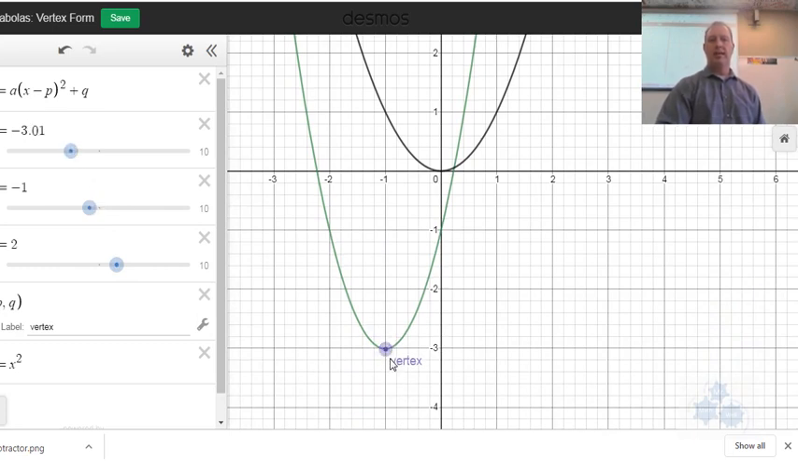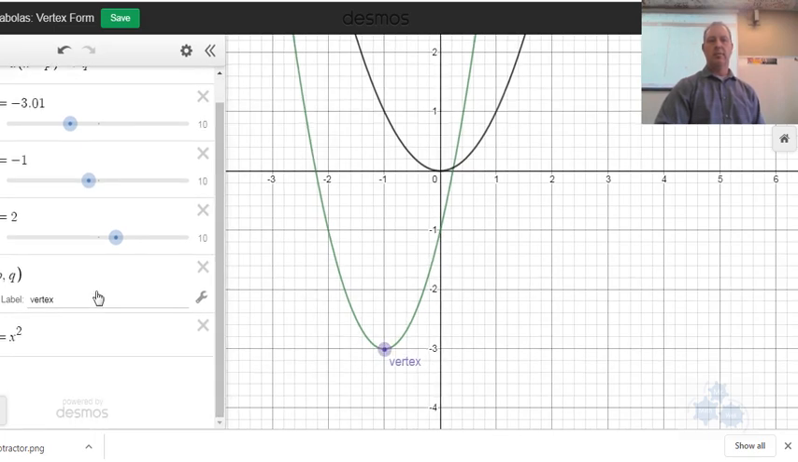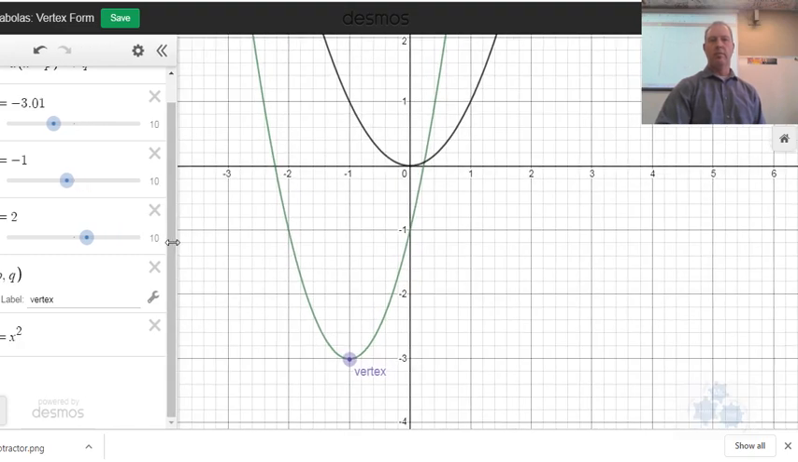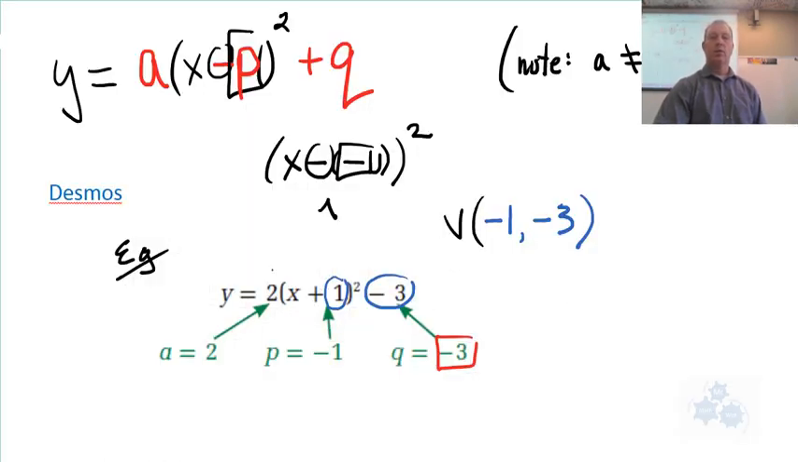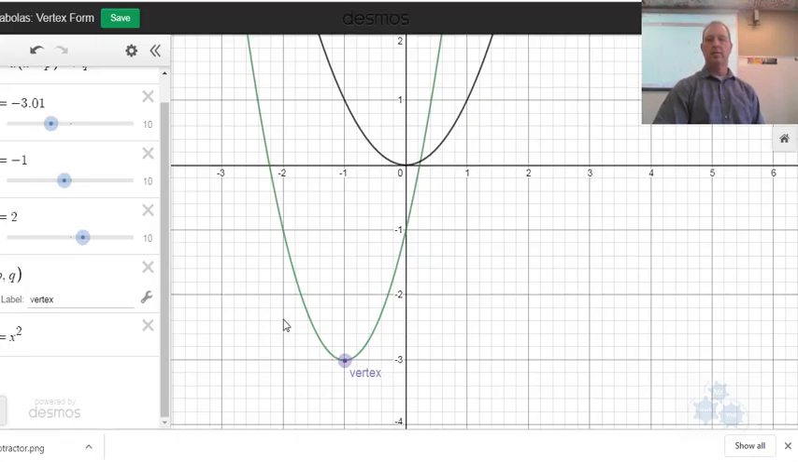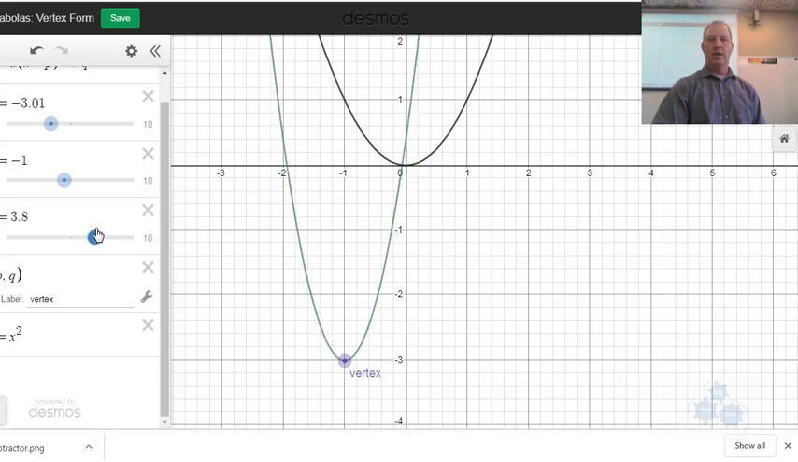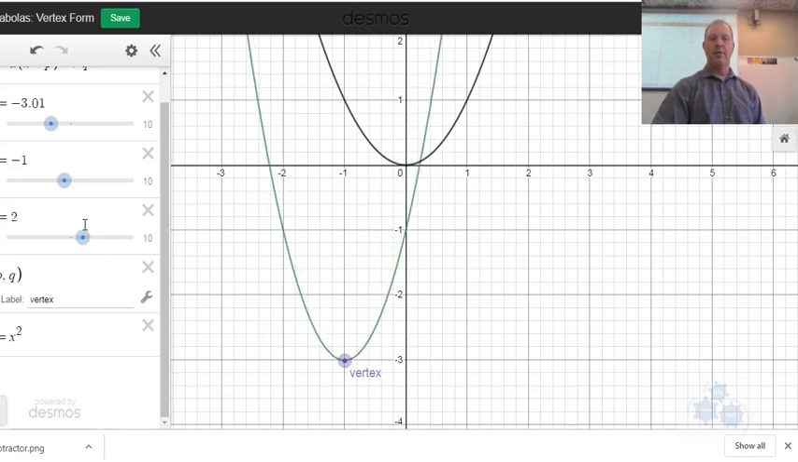And here's the vertex, and it is at, well, I thought it would be labeled there, but it's -1, -3. Okay, that's what it looks like. So we were correct. Any questions? Okay, so the a value makes it narrow or wide, and the p and q values move the vertex left to right or up and down. You guys good so far?